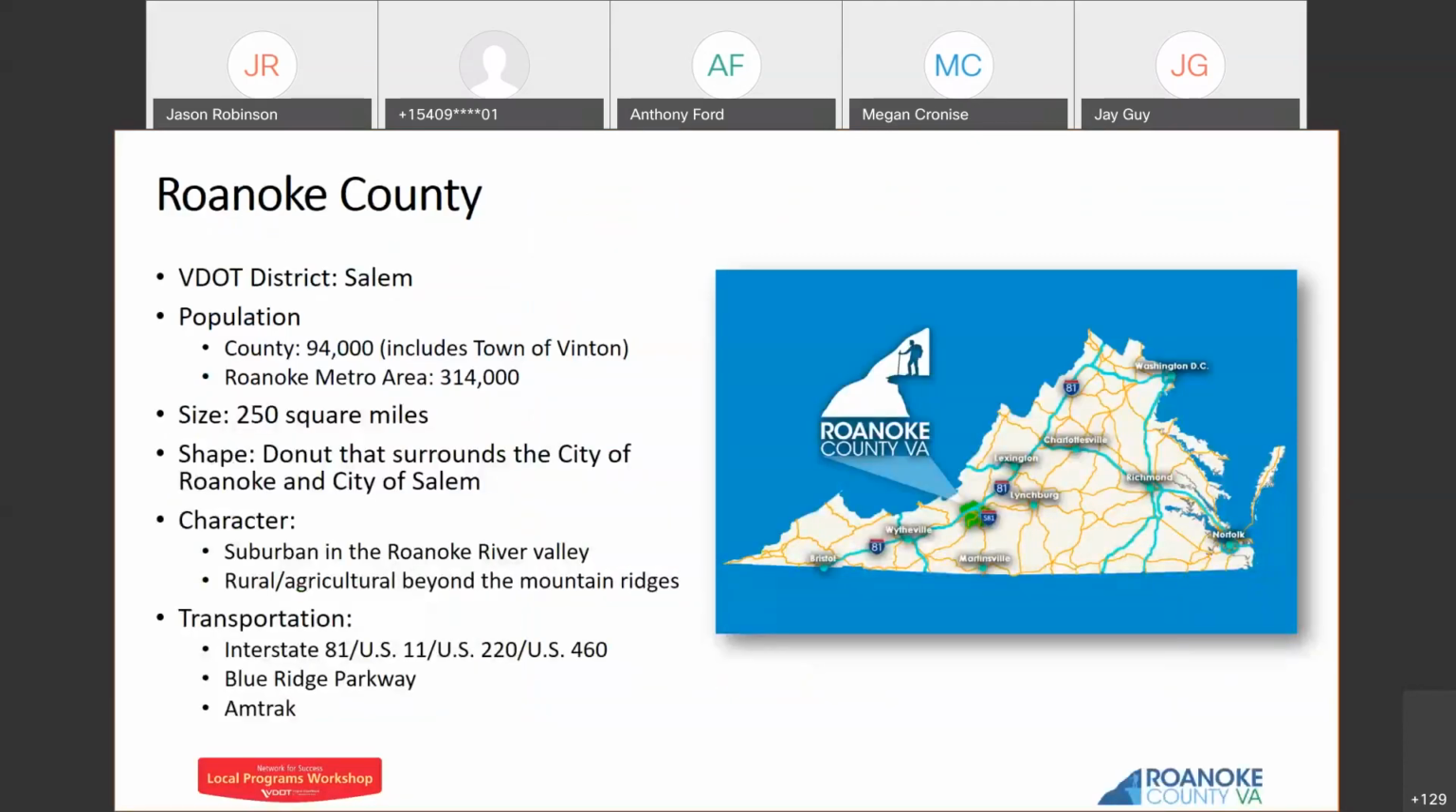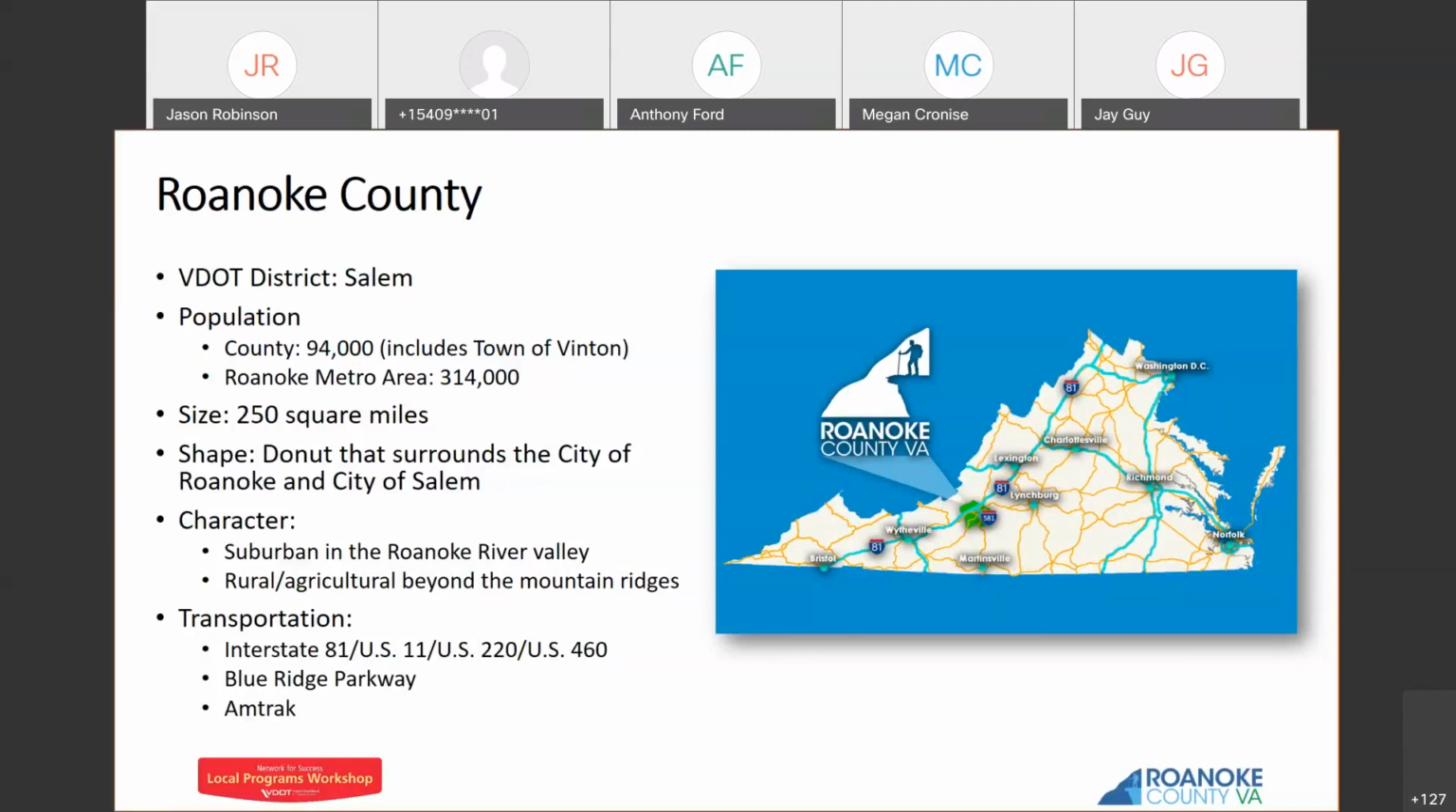So we are in VDOT Salem District. Our population is about 94,000, including the town of Vinton. Our metro area is about 314,000. As Anthony mentioned, we are a transportation management area. We hit that milestone in 2010 with the 2010 census.